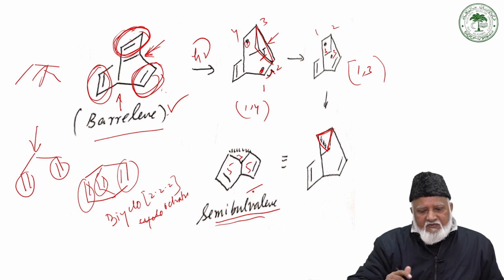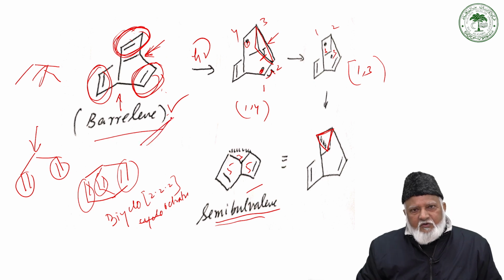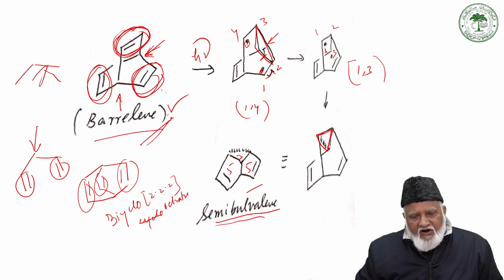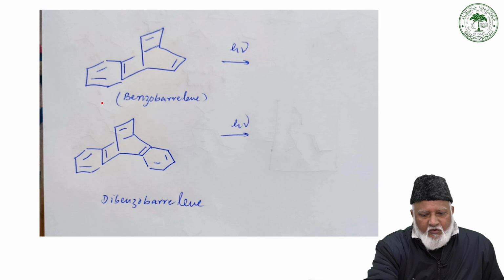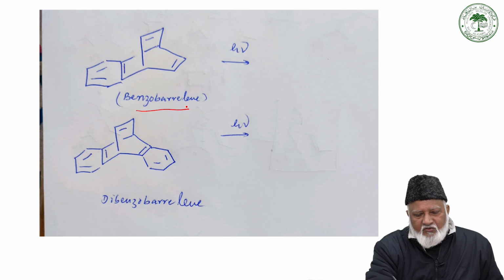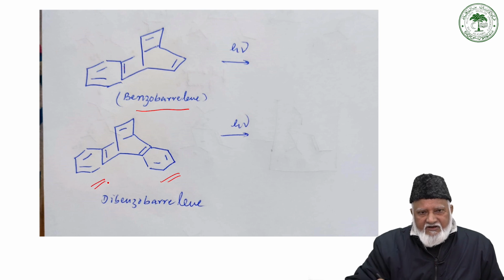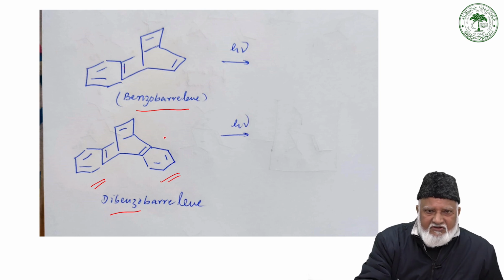This barrelene has also been exploited for a few more examples. For example, this is a benzobarrelene, so one of the double bonds is separated by a benzene ring, and when both the double bonds are connected with a benzene ring, it's a dibenzobarrelene. So now people have looked at what happens in this case.